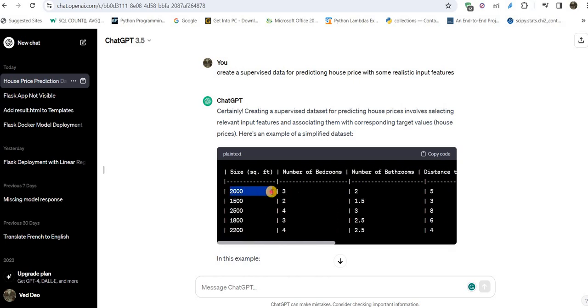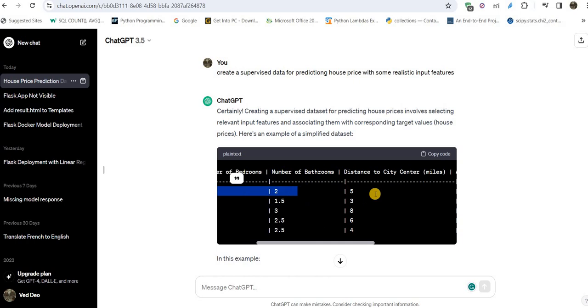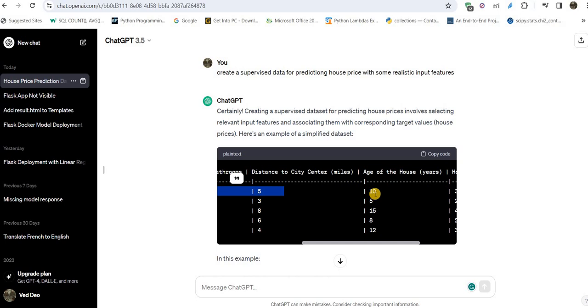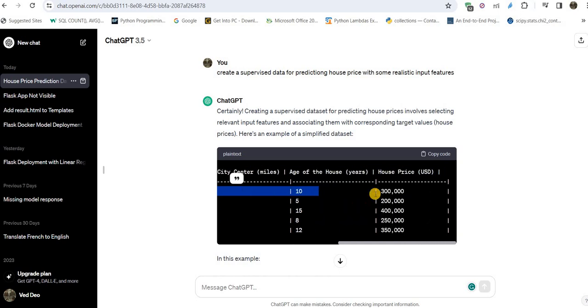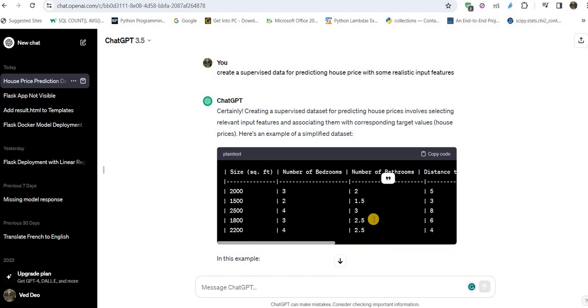Like this is one house. What is the square feet of that house? 2000. How many bedrooms? Three. How many bathrooms? Two. How much is the distance, how many miles away from the city center? 5 miles. How old is that house? 10 years old. And what is the price? That is the label which we have to predict. So here we had the label, which means you have the answers for every input.